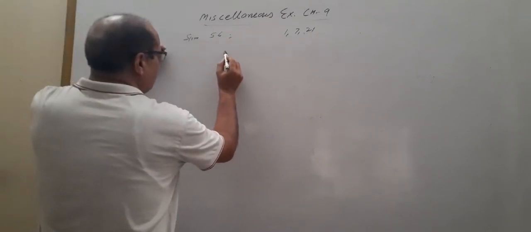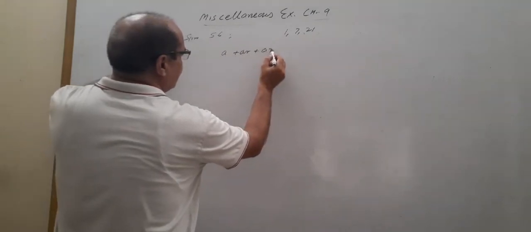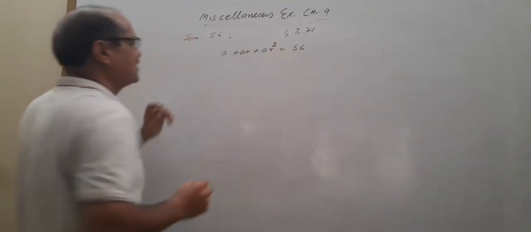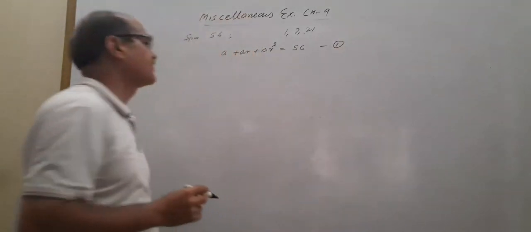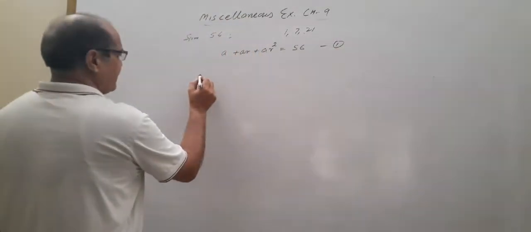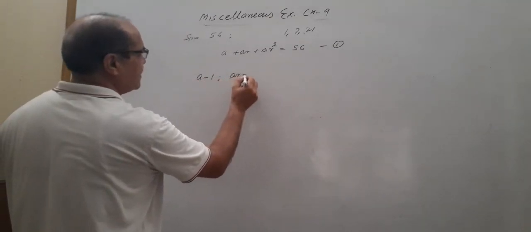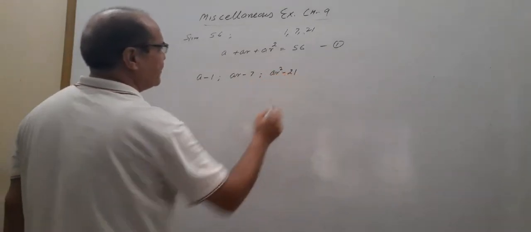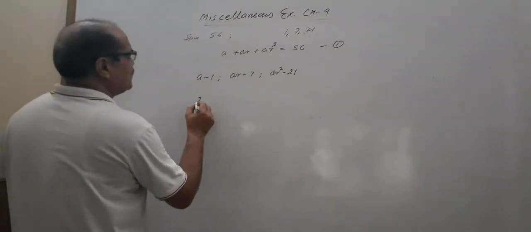Let the three numbers in GP be A, AR and AR square, and what is the sum? That is equal to 56. The sum of the three numbers in GP is 56, and give it number 1. And if we subtract 1, 7 and 21, this will become A minus 1, AR minus 7 and AR square minus 21. If I subtract 1, 7 and 21 from these numbers, they become an AP.